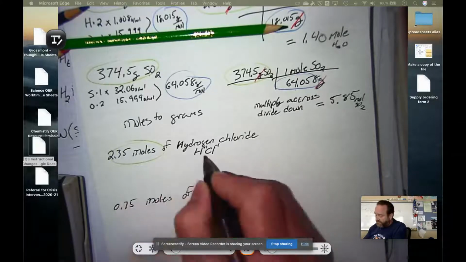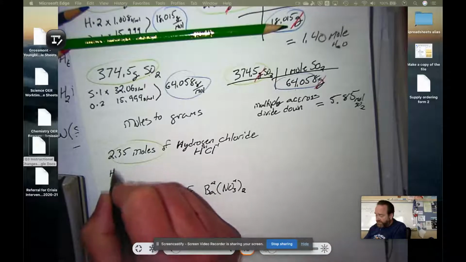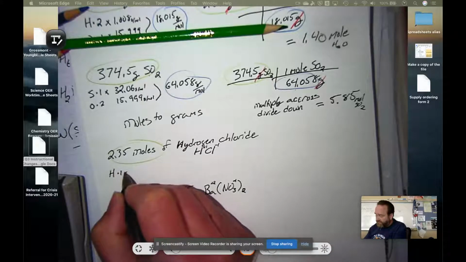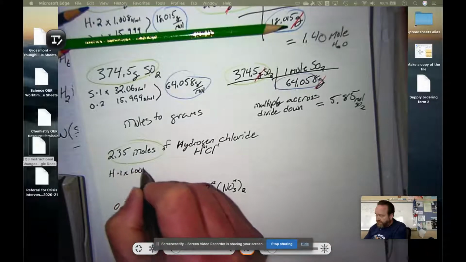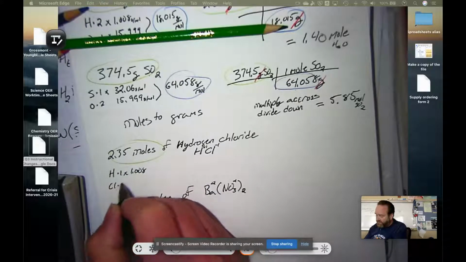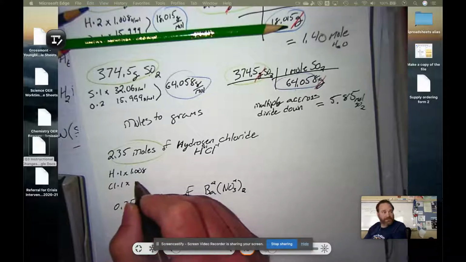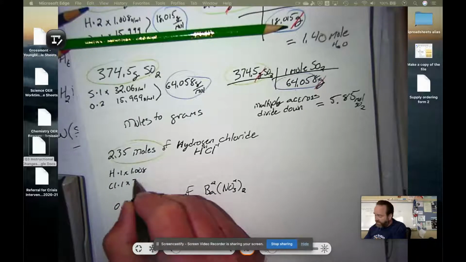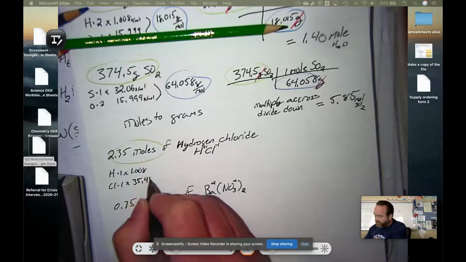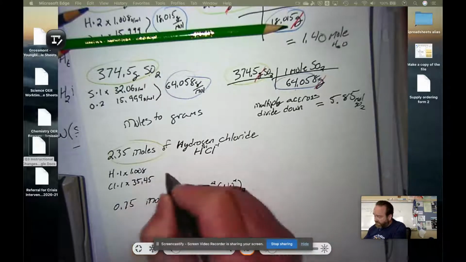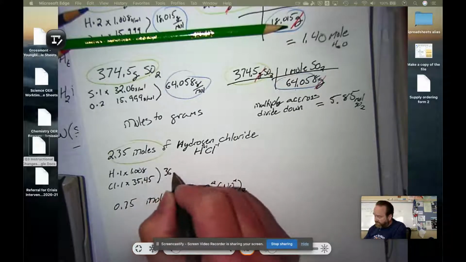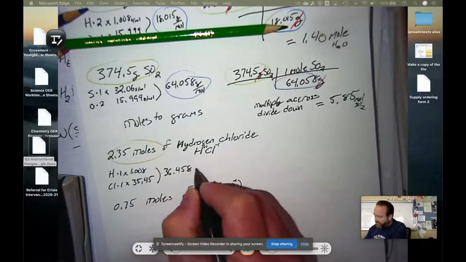Now, that's another lesson. So hold on, hang on. But I'm going to start. I have to find the molar mass of hydrogen chloride, 1.008. I have to find the molar mass of chlorine. And on the periodic table, I find that as 35.45, which I can do some quick math, and I know that's 36.458.